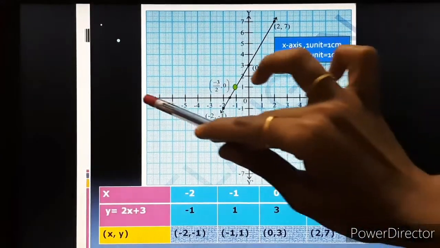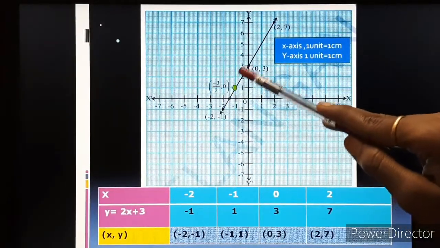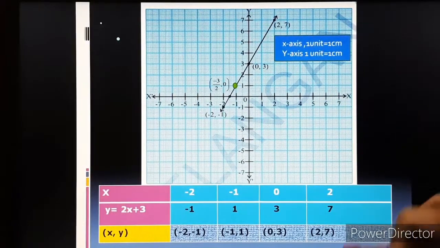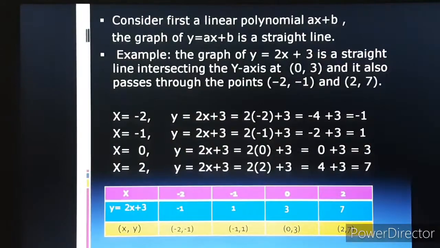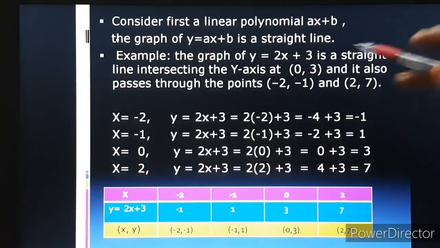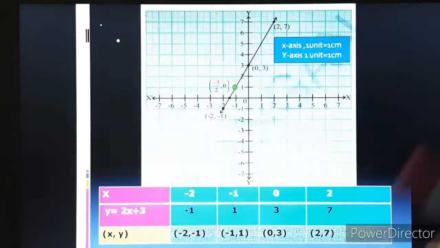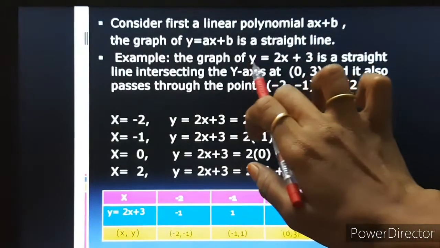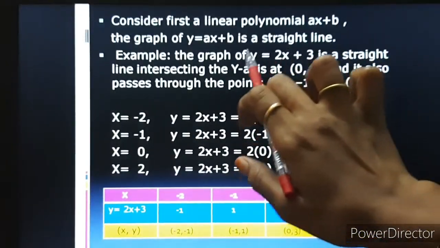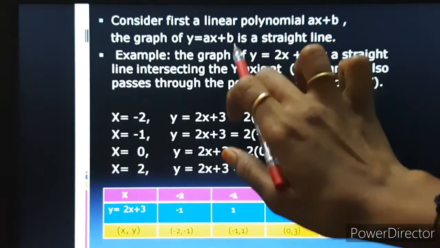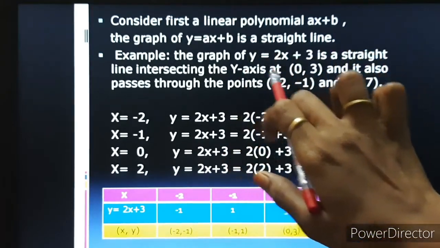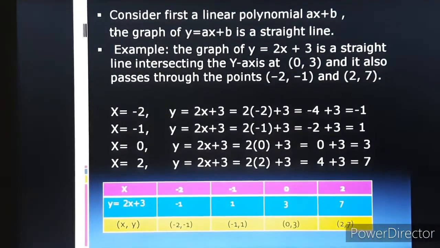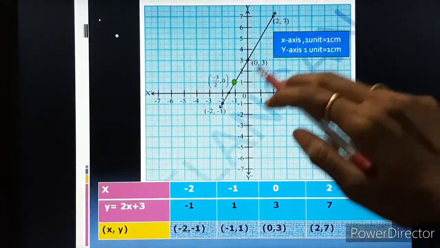Now coming to the graph. First you should plot all the coordinates, then you have to join them. You will get a straight line. Straight line for what? A straight line for a linear polynomial. As you have here, this is a straight line. It is a linear polynomial, the degree is 1. So you can see here we got a straight line.